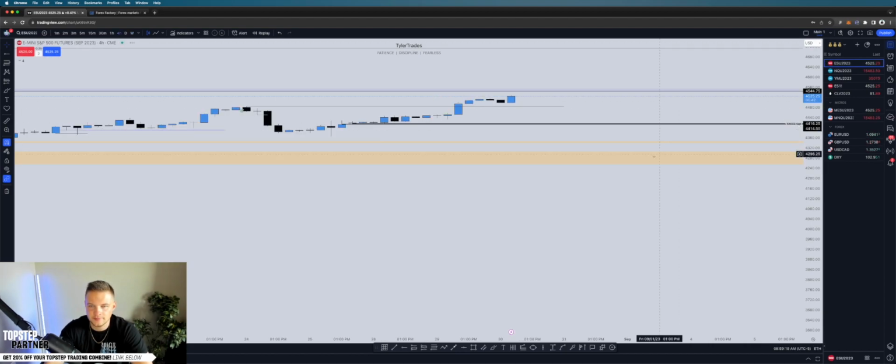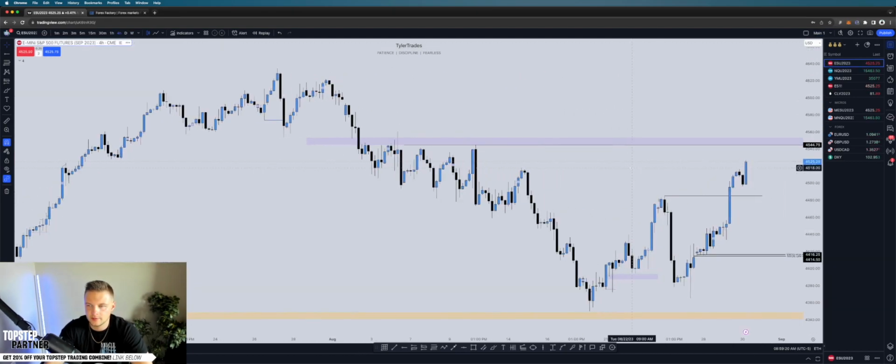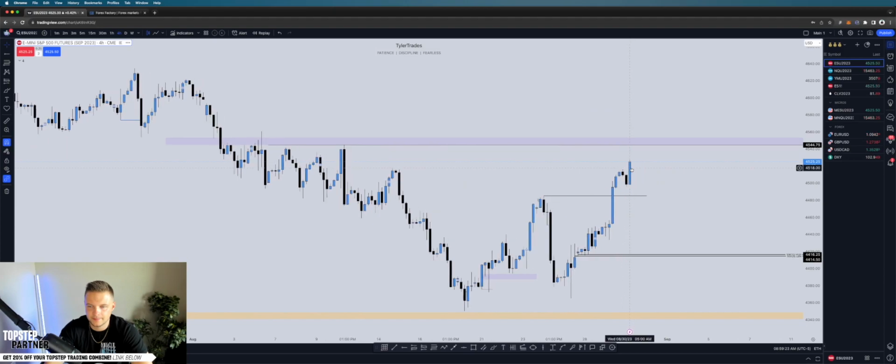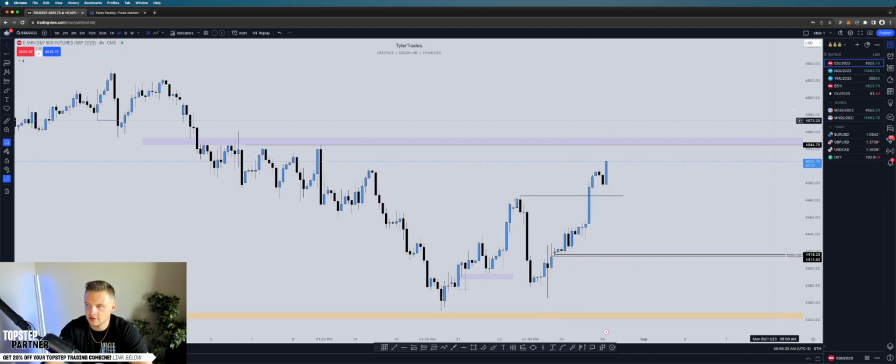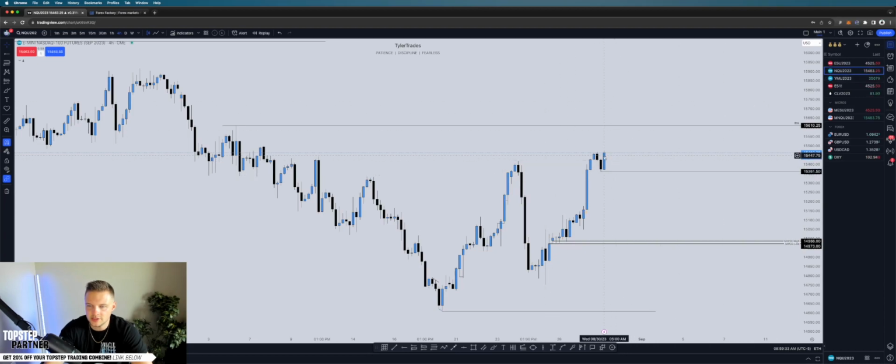Drop down to the 4 hour. We do have this fair value gap here on the 4 hour that does line up with the structure. I would have liked to have seen it drop down into there, ideally, but we're getting that market structure shift now back up. We'll see if this holds. I'm not really sold on it just yet.